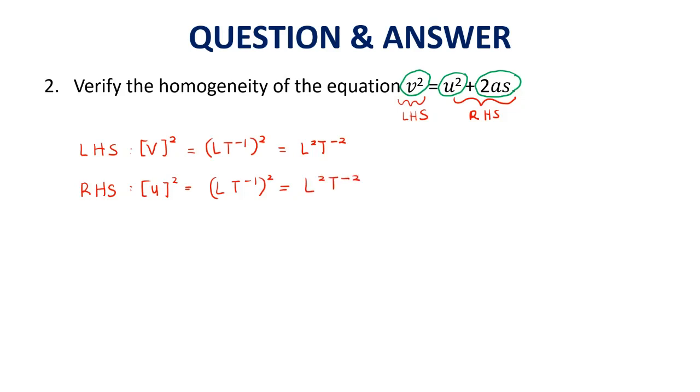And the last one is 2AS. See, I do it separately. Kita tak boleh selesaikan soalan dimension tiba-tiba U square tambah 2AS, and then we check everything. Cannot. We have to do it one by one. So the dimension of 2 is 1. Darab dengan A acceleration is LT negative 2. And then S is displacement, so L. So meaning that L kuasa 2, T negative 2.